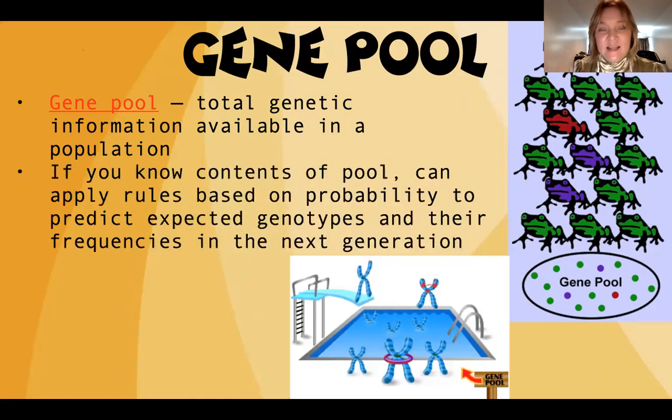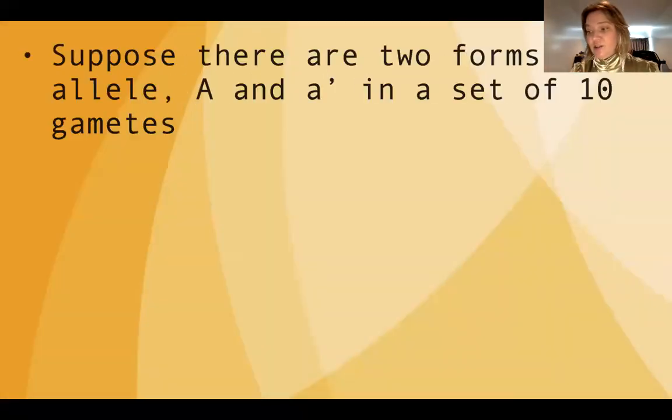If you know the contents of the gene pool, you can apply rules based on probability to predict the expected genotypes and their frequencies in the next generation. And so this is the practical application of the concept of the gene pool. If you understand the genetics that are available in a population, you can use probability and you can predict the percentages of the genotypes for the next generation.